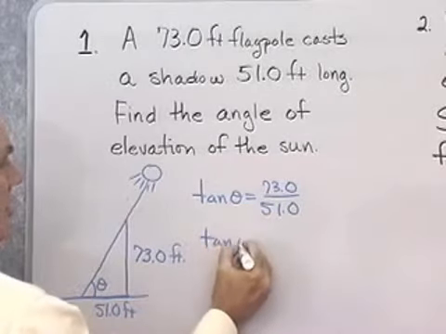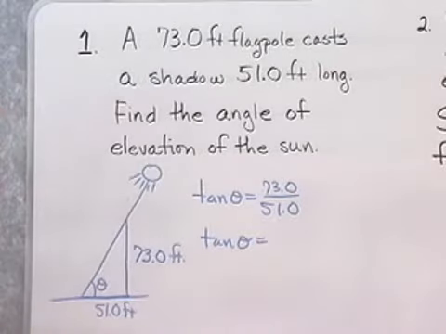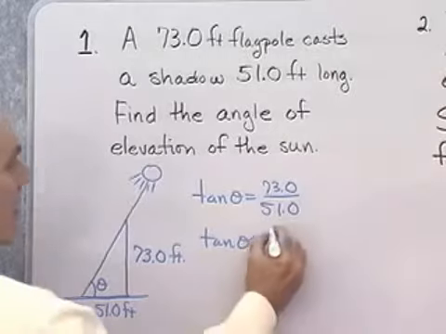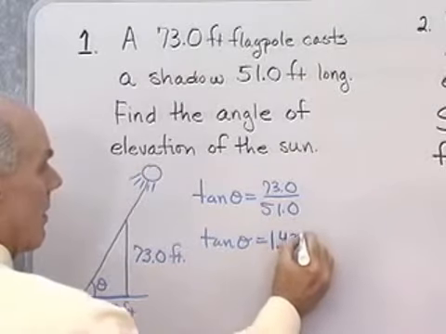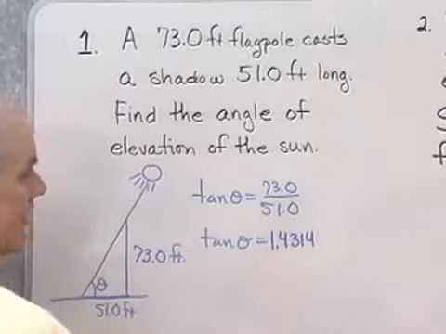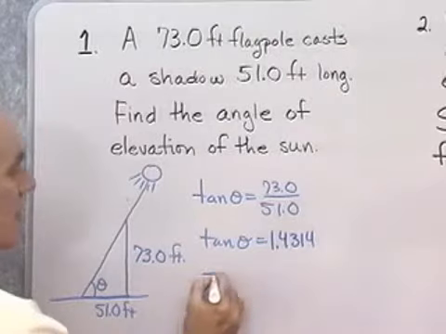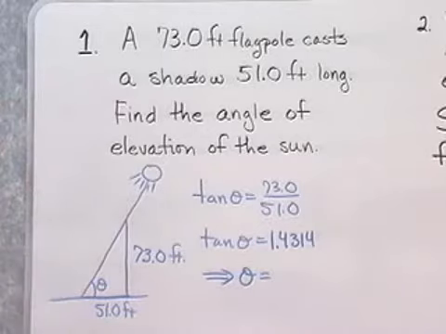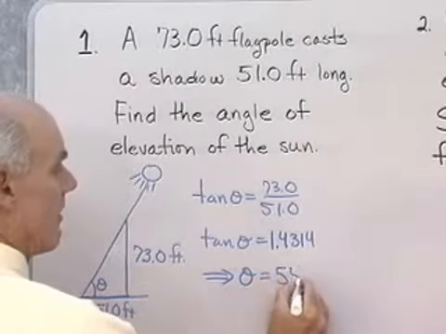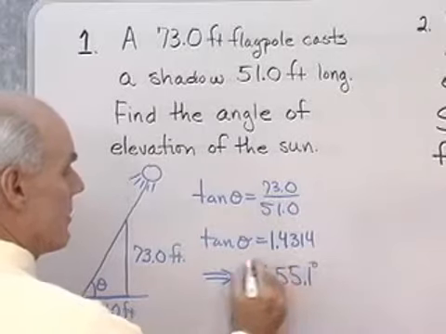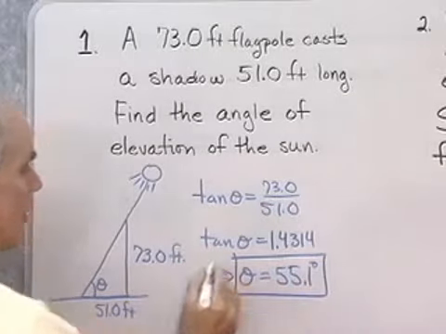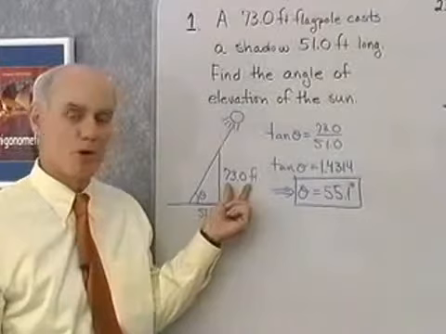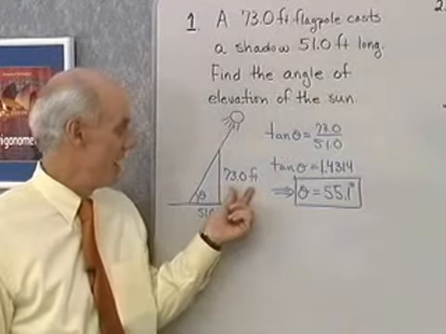That means that tangent of theta is, let's say I work this out on the calculator, 1.4314. And I'm just showing the first 5 digits of that. I use my inverse tangent function on the calculator to get theta equal to, and let's say I want to round to the nearest tenth of a degree, 55.1 degrees.